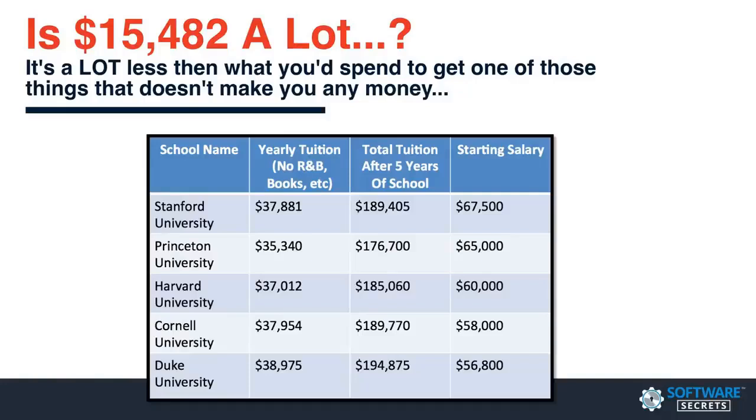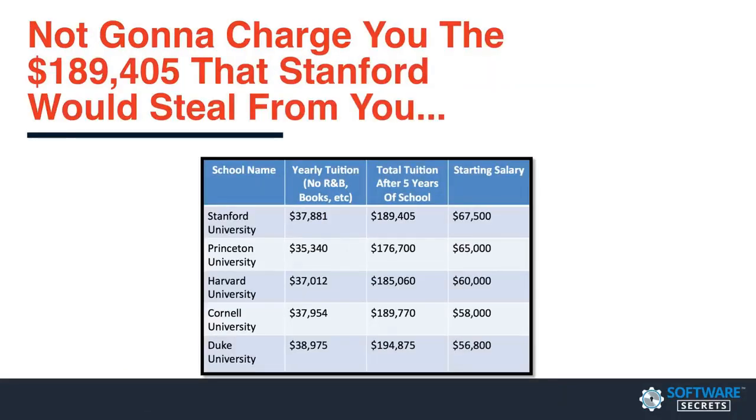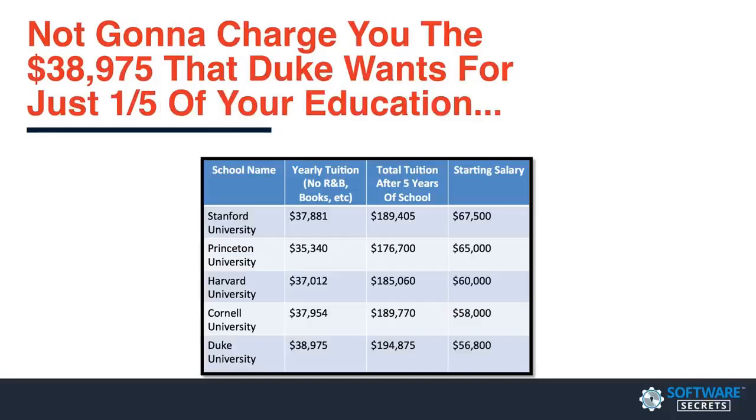You got Harvard, Cornell, like, so $15,482 is a lot less than any of these investments, and at the end of the day, it gives you something that's actually worthwhile as opposed to just a piece of paper that doesn't really do anything, okay? Now, the good news for all you guys is we're not going to charge you the $189,000 that Stanford would steal from you, which is good news. Second thing, we're not going to charge you $38,975 that Duke wants you for just 1/5 of your education, okay?